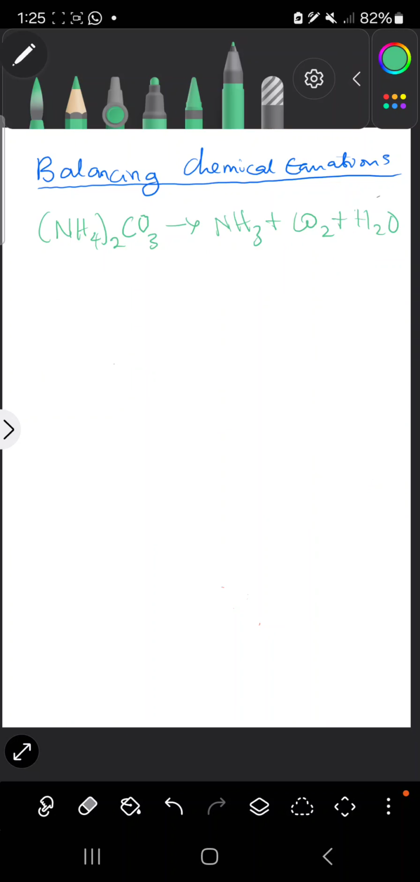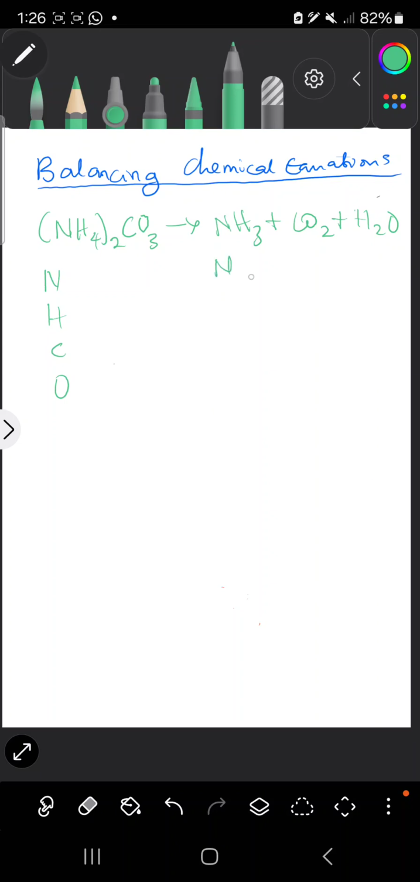In this example, ammonium carbonate decomposes to give us ammonia, carbon dioxide, and water. So the same method is applicable here. It's always the same in every given chemical equation. What atoms do we have here? We have nitrogen, hydrogen, carbon, and oxygen on the reactant side. On the product side, we must have similar atoms. Remember, you need to conserve the mass, the atom.